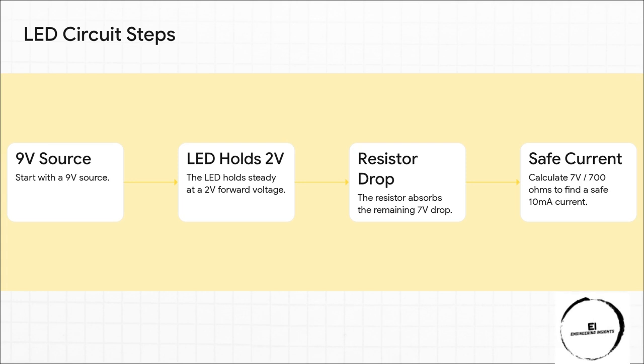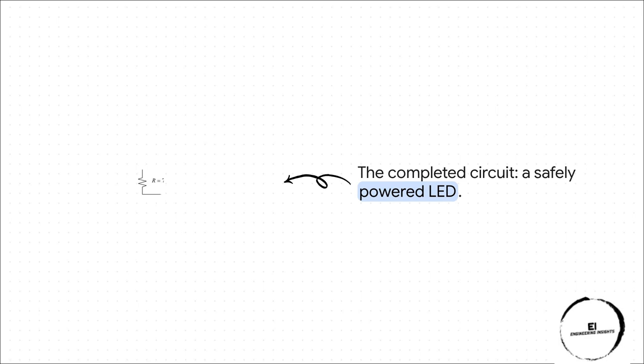Now, because of Kirchhoff's voltage law, remember what goes up must come down, that remaining 7 volts has to be absorbed by our resistor. Using a 700 ohm resistor, we just divide 7 volts by 700 ohms, and that gives us a gentle, perfectly safe 10 milliamps of current. So the really crucial takeaway here is this. By pairing that 700 ohm resistor with our diode, we successfully tamed a 9-volt battery. We stepped the pressure down, restricted the current, and safely powered the LED without burning it out.